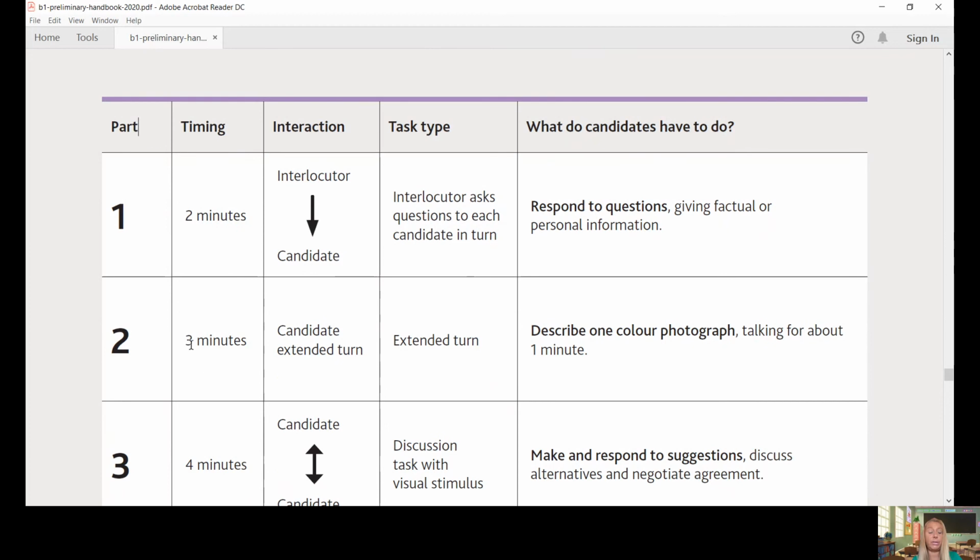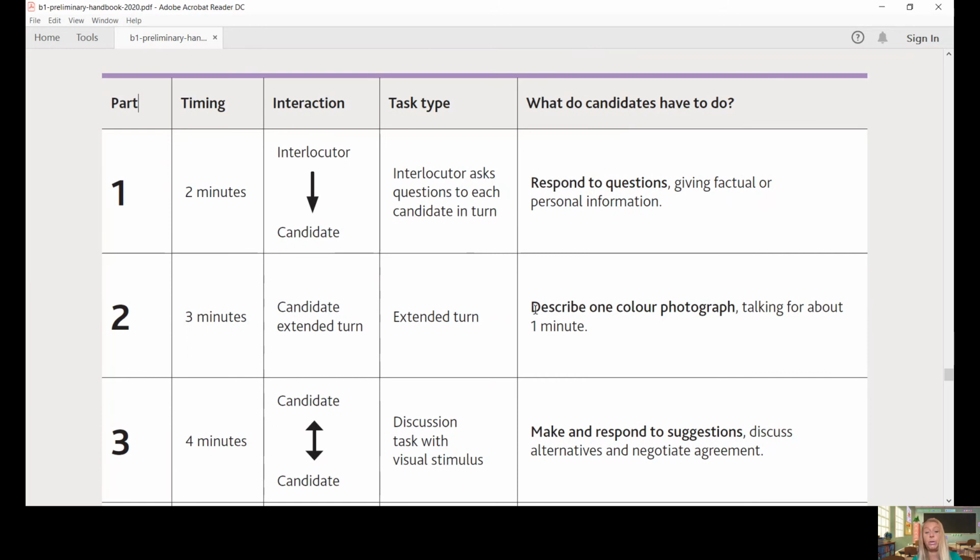Part 2 is a 3-minute long candidate extended turn. And here we will look at how you describe one colour photograph, talking for about 1 minute. And that is something that I want you to practice. So in this video today, when we finish, I would like you to go and practice using some colour photographs and just describing what you see in them.